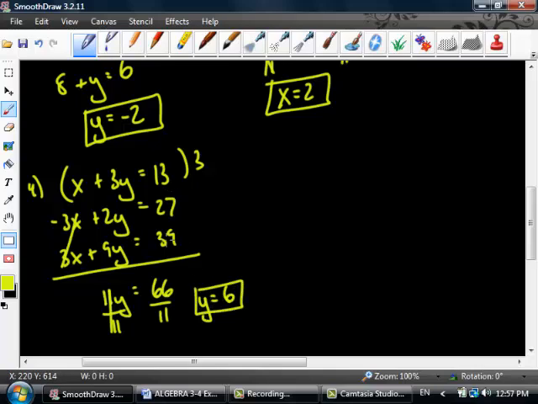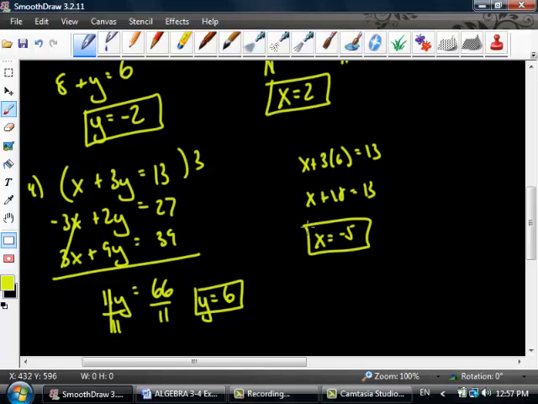Okay, now either one of these is going to be okay to choose. So, Jared, which one do you want? I took the top one. The top original one? Sure, we can do that. X plus 3 times 6 equals 13. X plus 18 equals 13. X equals -5. Raise your hands if you got -5. 6 is your answer. Good.